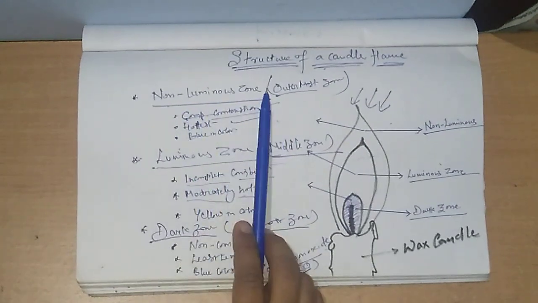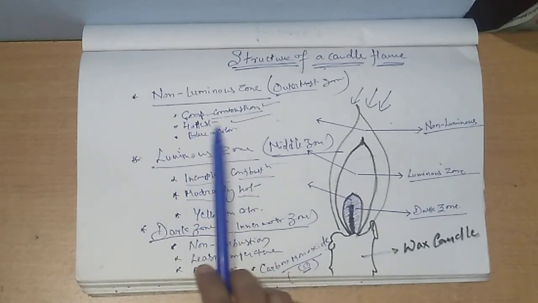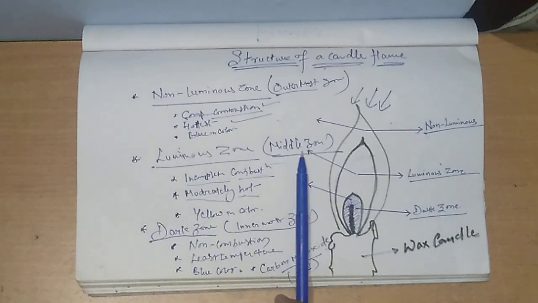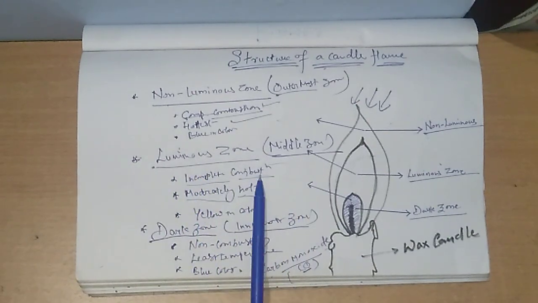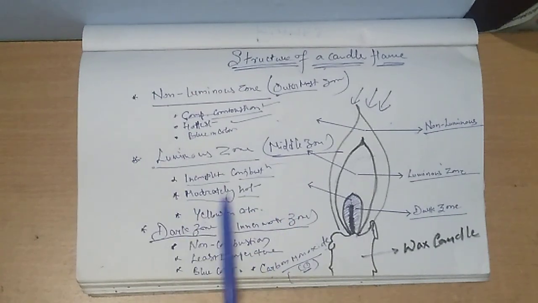Number one, luminous zone, which is the outermost zone. It undergoes a complete combustion, it is the hottest, and it is blue in color. Number two, luminous zone, which is the middle zone. It undergoes incomplete combustion due to the non-supply of sufficient air. It is moderately hot, and it is yellow in color.